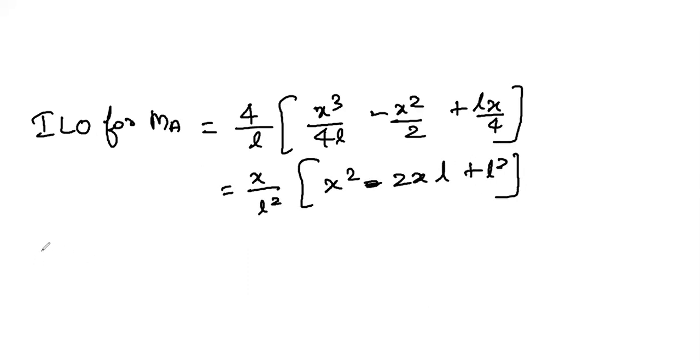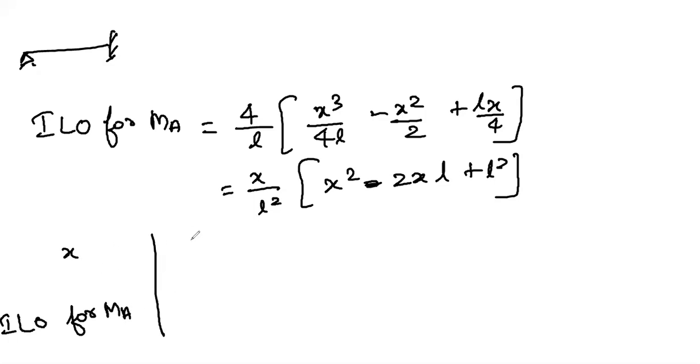Now I'm going to draw a table. For this, we are going to vary the value of x and find the value of the influence line ordinate. So I am taking the value of x as 0, 0.2L, 0.4L, 0.6L, 0.8L and L.